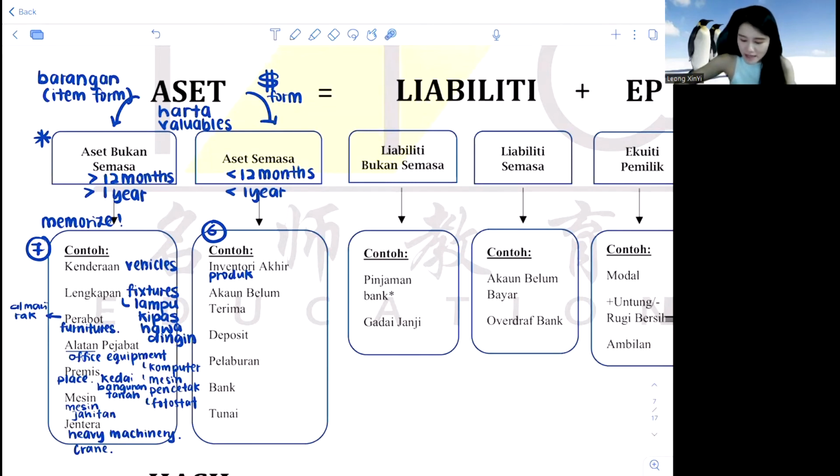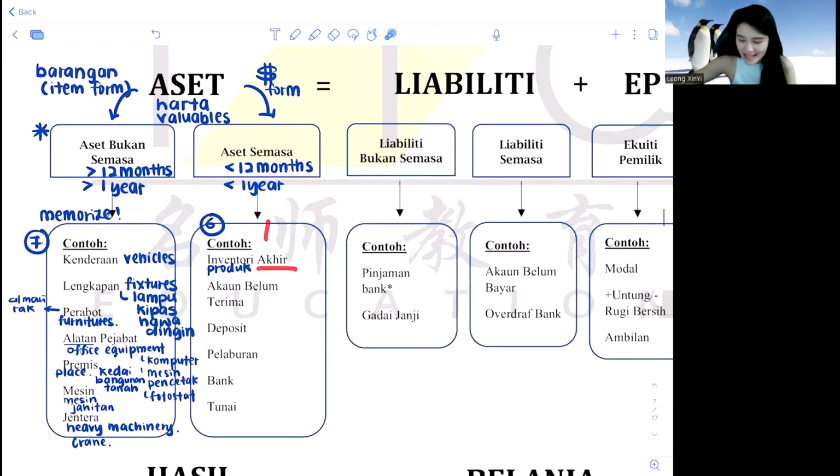And why must there be an accurate word at the back? Only I can categorize it under asset semasa. Now, guys, what does accurate mean? Accurate stands for what? Okay, yes, last or end. Okay, same one, okay? So it is the last of our product in that year itself. So meaning to say we didn't get to sell them, isn't it? It's still with us.